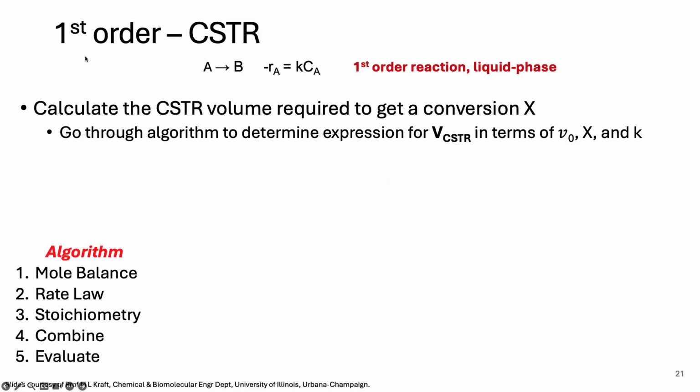Now let's consider the approach for an isothermal CSTR. Here, let's similarly begin where we assume we have a first order reaction. A goes to B. Here's our rate law. And in this case, it's a flow reaction, so we're trying to determine the volume of the CSTR required to achieve a certain level of conversion. And we'll be following the same algorithm. Okay, we'll begin with our mole balance, substitute in our rate law, account for stoichiometry, combine and evaluate.